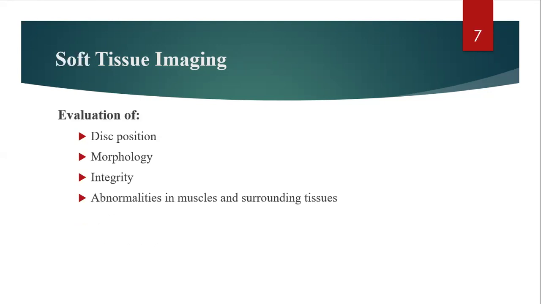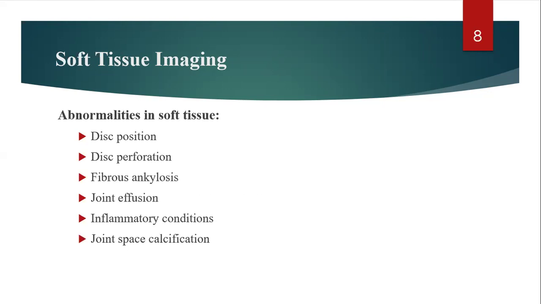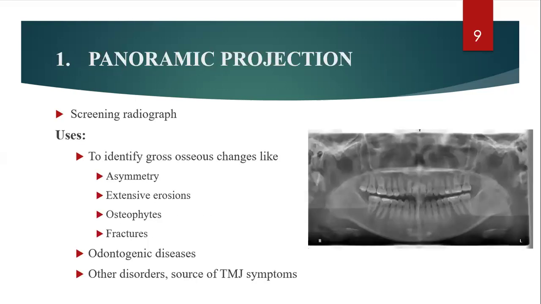Soft tissue imaging is done for the evaluation of disc position, morphology, integrity, and also the muscles and the surrounding tissue imaging. The abnormalities in soft tissue can include positional deformities, perforation of the disc, ankylosis of the disc, joint effusion, inflammatory condition, and also calcification of the joint space. First one is the panoramic projection or the OPG.